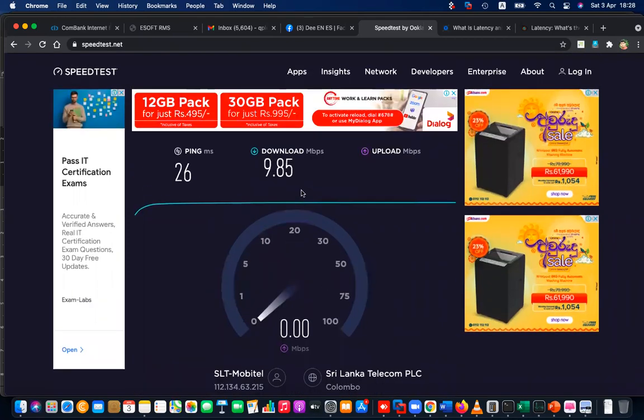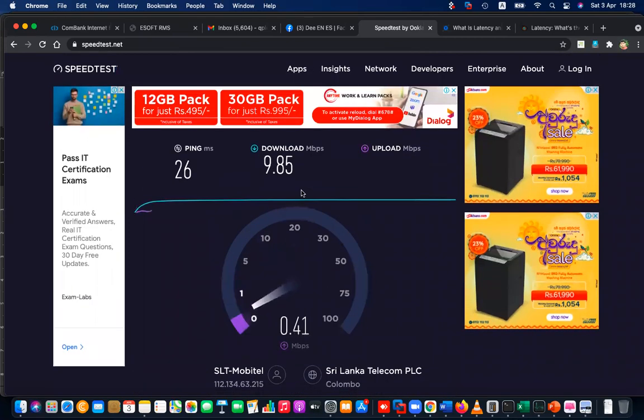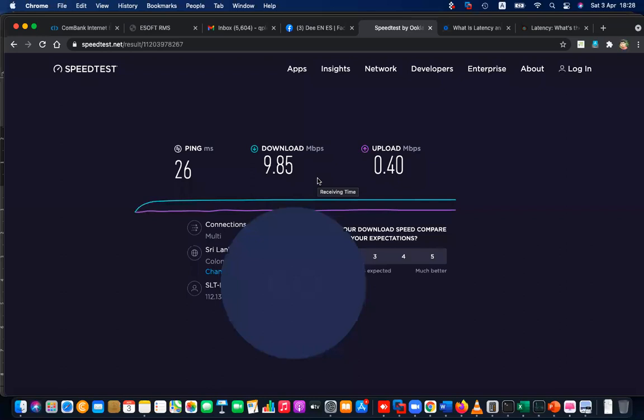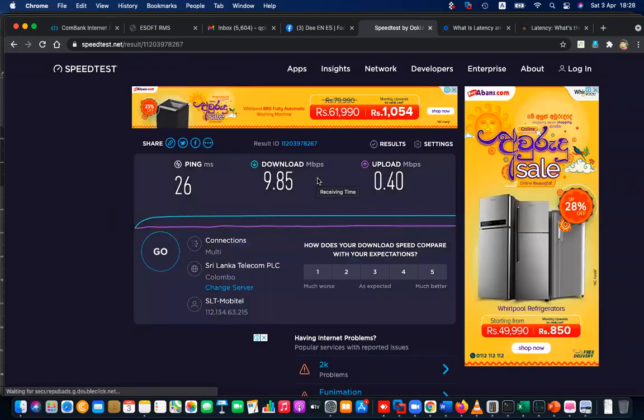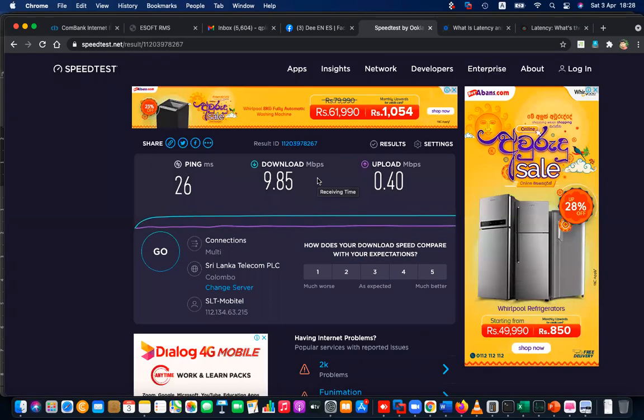So our bandwidth, it's not actually really bandwidth, it's called throughput. And you can see download is 9.85. The current bandwidth, and upload is very low. Upload is 0.40. That is the current bandwidth provided to me. So what about you? Have you got the results or still calculating? Okay, see here. Check yours and let me know.